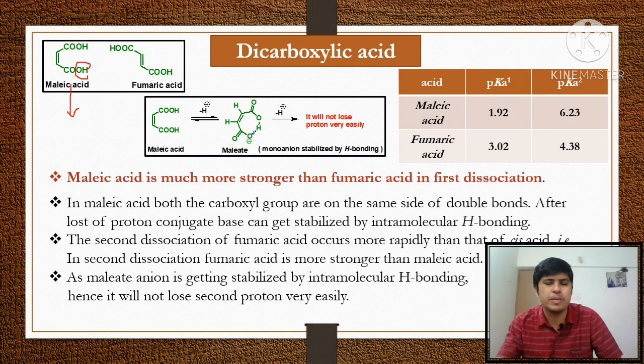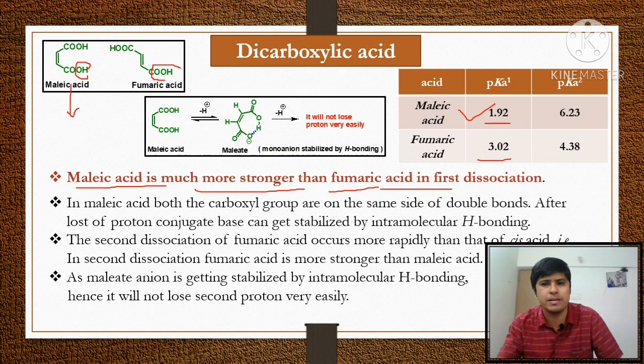Similarly, fumaric acid will lose this proton and we will get a carboxylate ion of fumaric acid. So maleic acid is much stronger than fumaric acid in first dissociation. These are the dissociation values, the pK values. Maleic acid has pK 1.92 while fumaric acid has pK 3.02. So maleic acid is stronger.